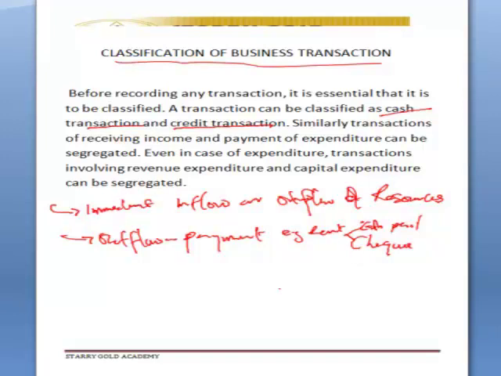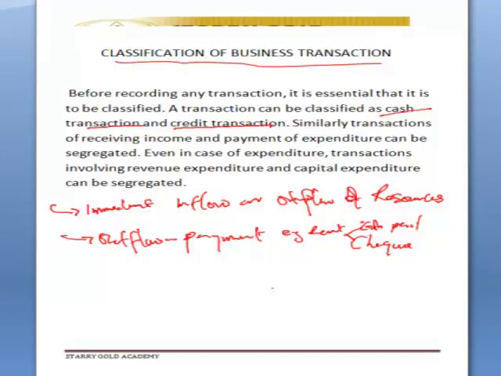A credit transaction is one in which payment of resources or receipt of resources is being deferred, that is, postponed to a future date. That is what we call a credit transaction. Similarly, transactions of receiving income and payment of expenditure can also be segregated.